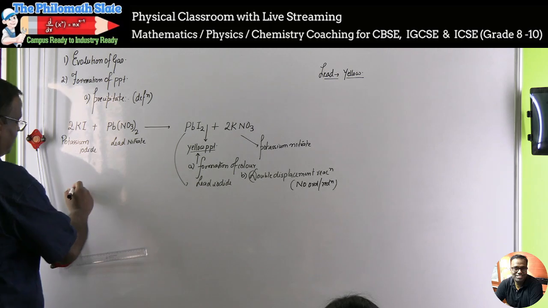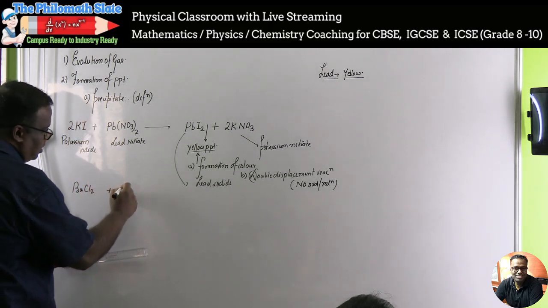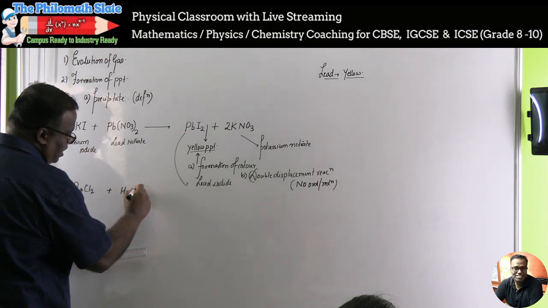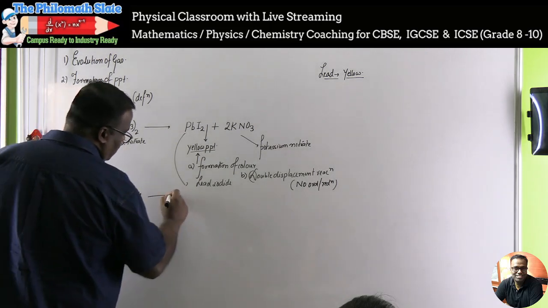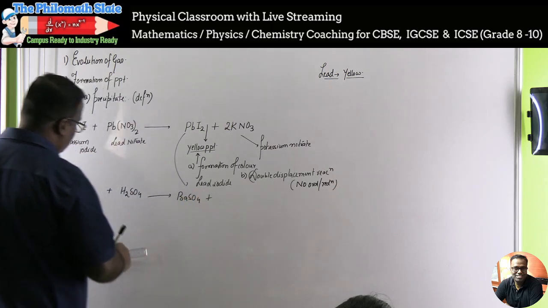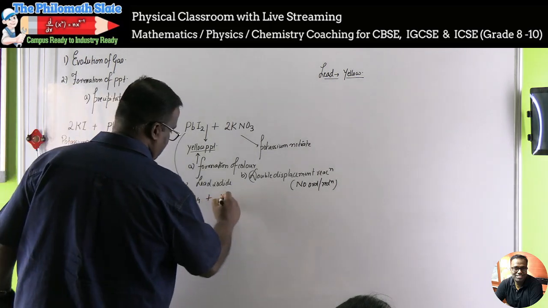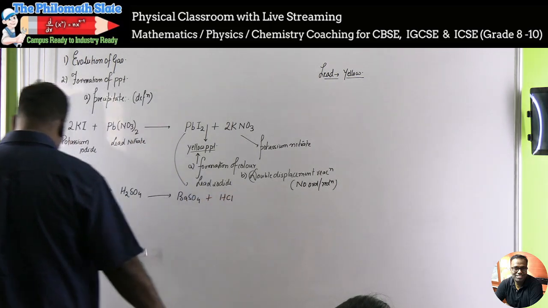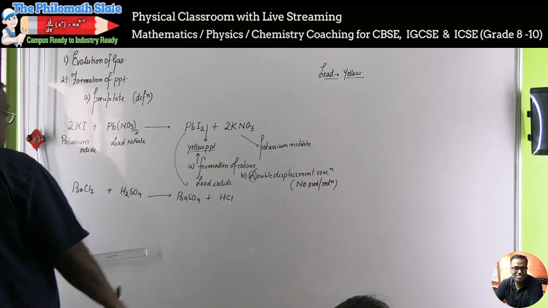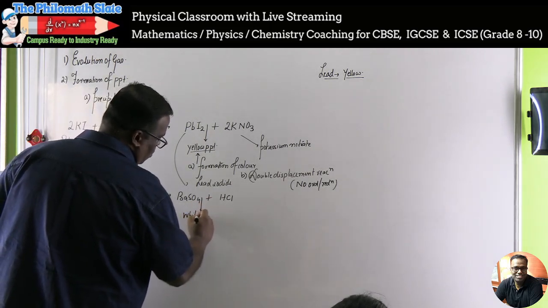The next example here would be barium chloride BaCl2 reacts with sulfuric acid H2SO4 and it will give you barium sulfate, a white precipitate. And what is left? Barium sulfate and HCl. Okay? So this is also a precipitate. It will be a white precipitate.